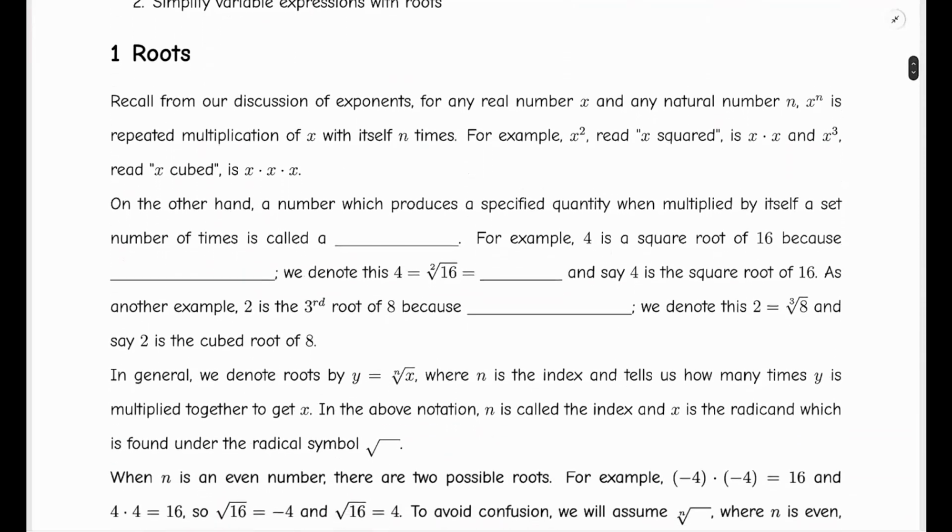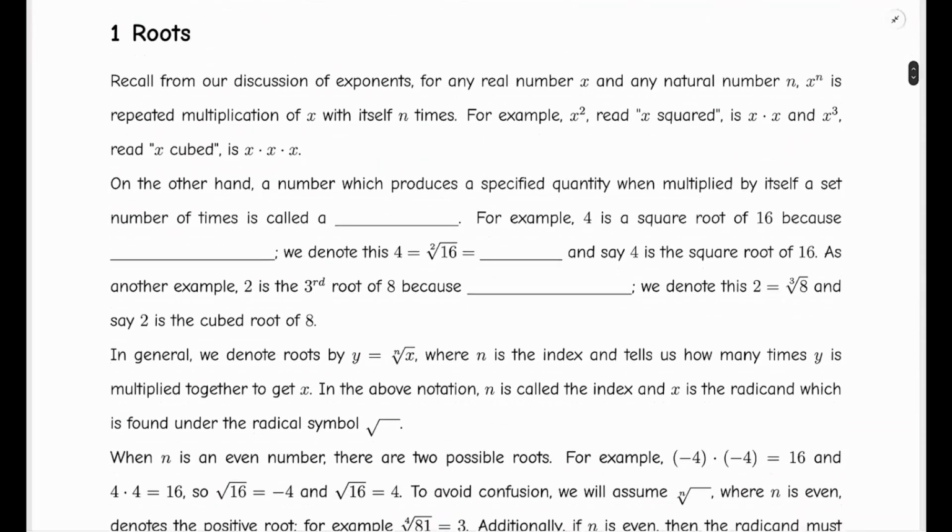Part 1, Roots. Recall from our discussion of exponents, for any real number x and any natural number n, x to the n is repeated multiplication of x with itself n times. For example, x to the second power, read x squared, is x times x, and x to the third power, read as x cubed, is x times x times x.